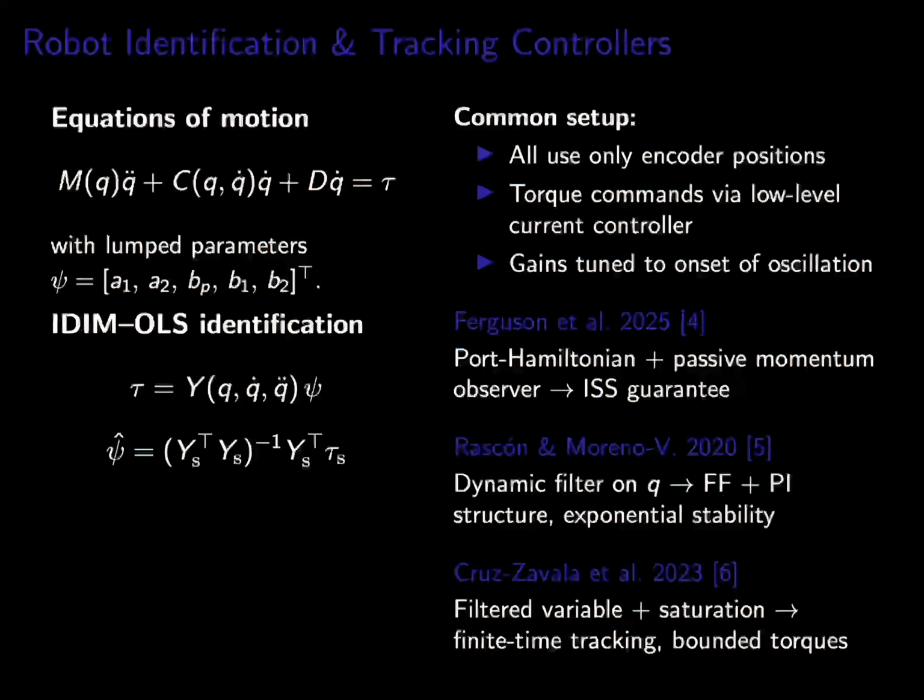With this model, we implemented 3 position-only controllers: Ferguson 2025, using a port Hamiltonian observer with input to state stability guarantees; Rascon 2020, a filter-based feed-forward proportional integral structure; and Cruise 2021, which adds saturation for finite time tracking. All controllers were tuned to the onset of oscillation. Next, I'll show our experimental setup in more detail.